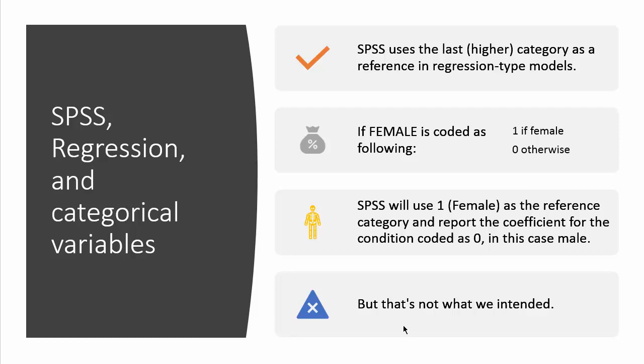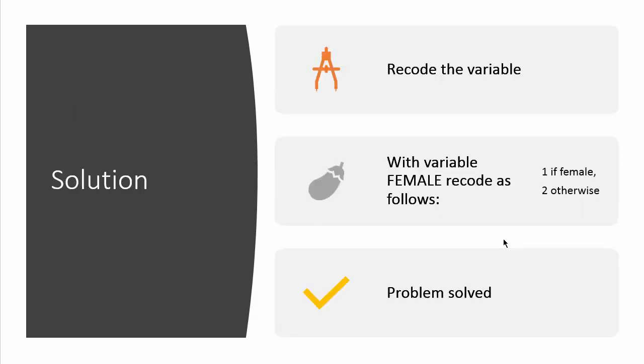But that's not what we intended. So how do we fix it? We can recode the variable. We keep 1 for female. Instead of using 0 for otherwise, we use 2 for otherwise. This way, the reference category would be 2, and the reported coefficient would be for the value 1, which is what we really intended. So problem solved.